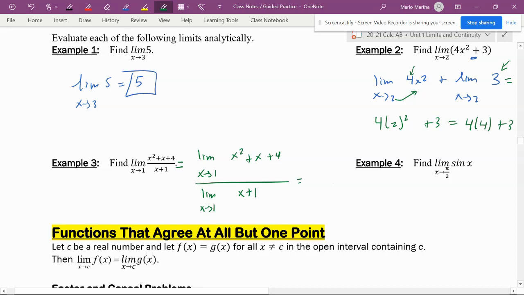So again, you do direct substitution, right? You plug in the 1 where you see an x, and if it doesn't cause any problems, then we're set. So we're looking at 1 squared plus 1 plus 4, everything divided by 1 plus 1. So that's going to be 6 over 2. So our answer is positive 3.